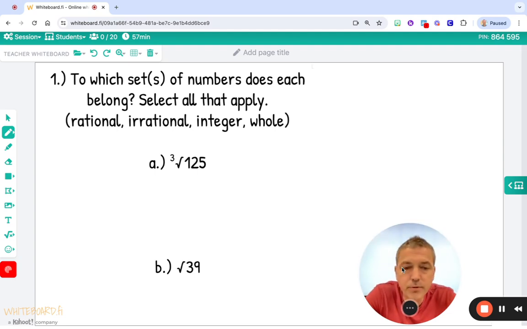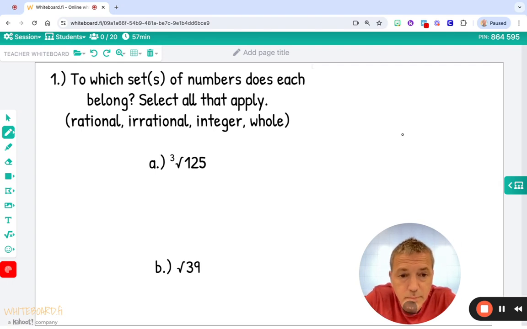A rational number just means you can write the number as a ratio of two integers. You can write it as a fraction. Irrational means you cannot write it as a ratio of two integers. If a number goes on forever and it doesn't repeat or have a pattern, it's going to be irrational, right? If the number repeats though, it always will be rational.